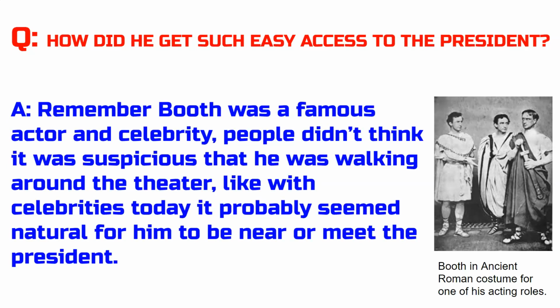People didn't think it was suspicious that he was walking around the theater. It was normal. He's an actor. Of course he's around the theater. And like with celebrities today, it probably seemed natural for him to be near or meet the president. So think about all the celebrities who get to meet the president. Back then, people probably thought the same thing. He's a celebrity. I guess he's in the theater to meet the president.